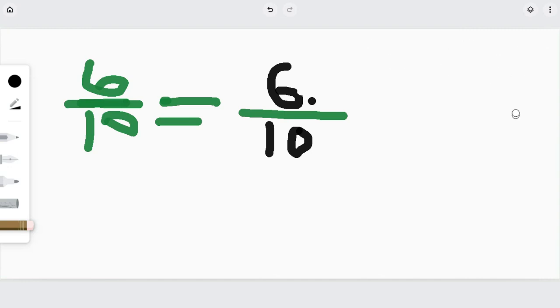Once we have 6 over 10 now, we are going to shift the decimal point one time to the left. This is our left here.